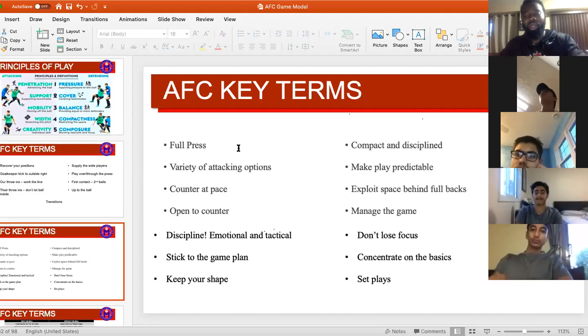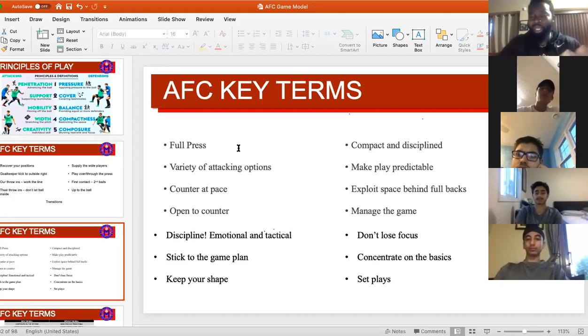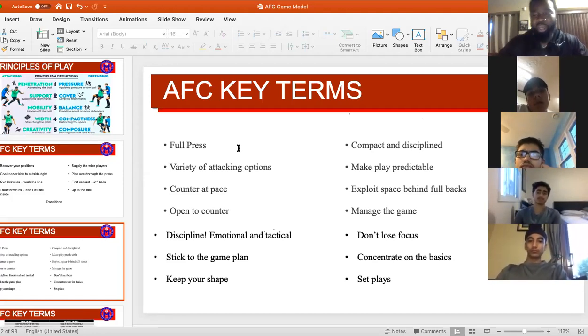Make the play predictable. So if you were attacking, don't make the game easy for the guys to figure it out. Make it harder for them, in a sense where they should take a while to figure out what you're trying to do, right? If they give you space behind, attack them. Exploit the space they give you. Take it. Don't slow down the game. Take the space they give you.